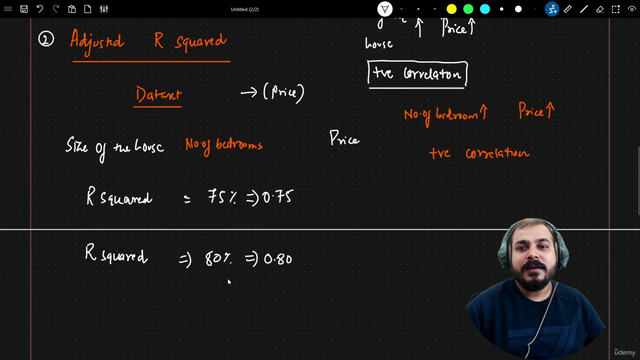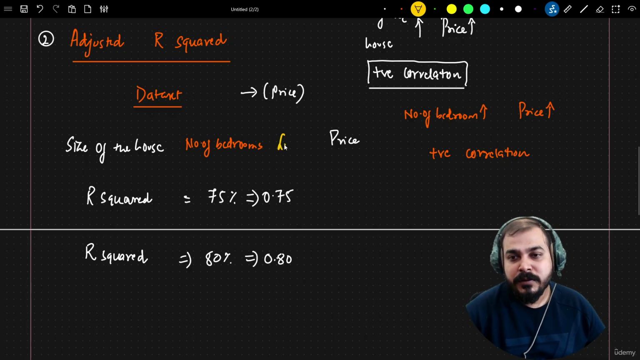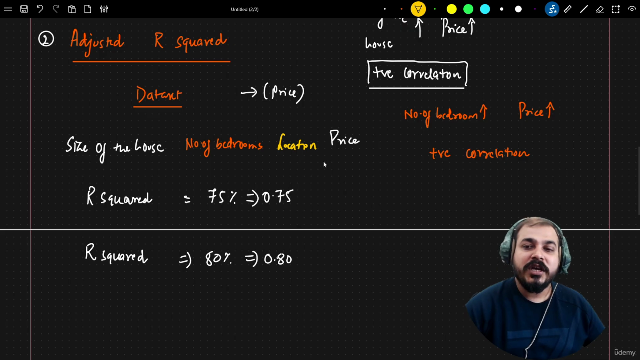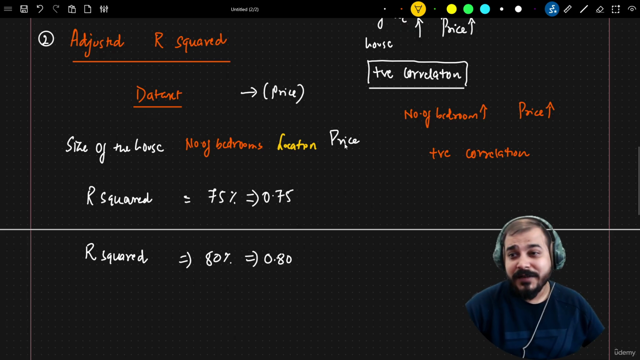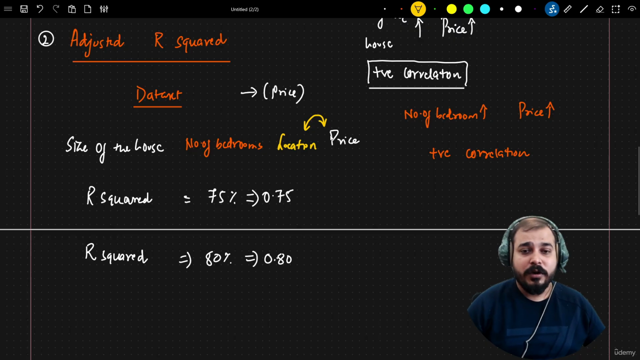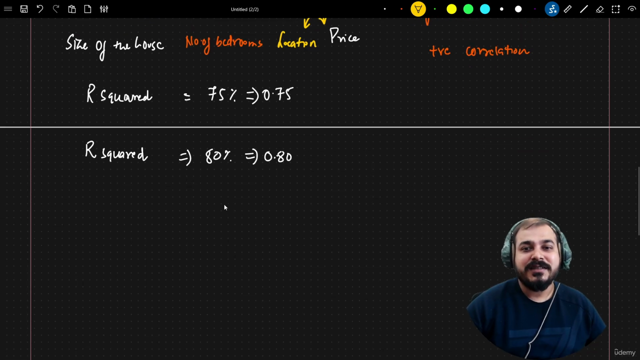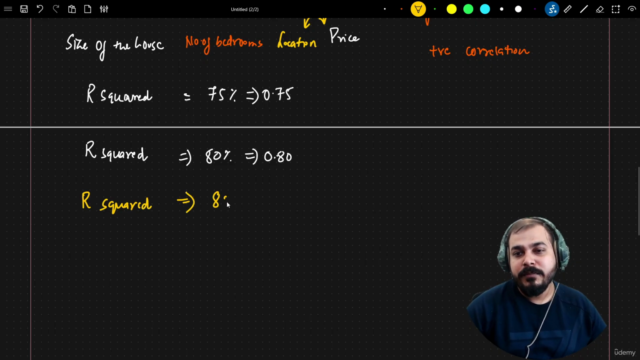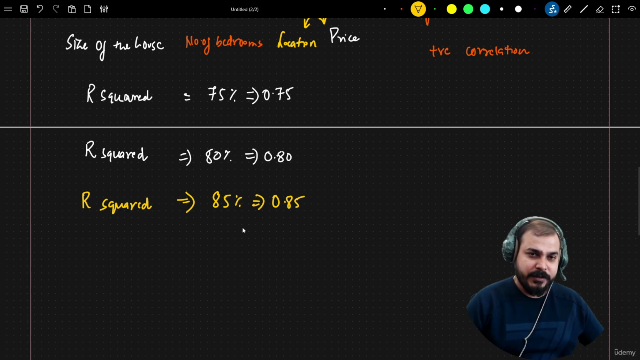Now, similarly, when I try to add one more feature, let's say this particular feature is location, and we know that location is also positively correlated with respect to price. These two are more positively correlated. So there are again chances that my R squared value will definitely increase. Let's say I'm just assuming it has now increased to 85%.